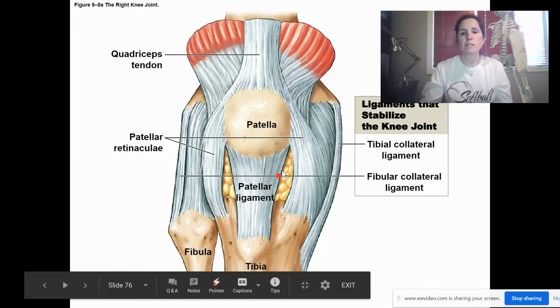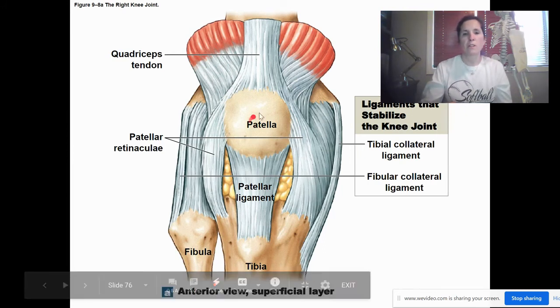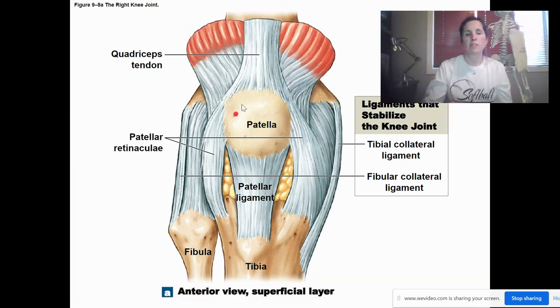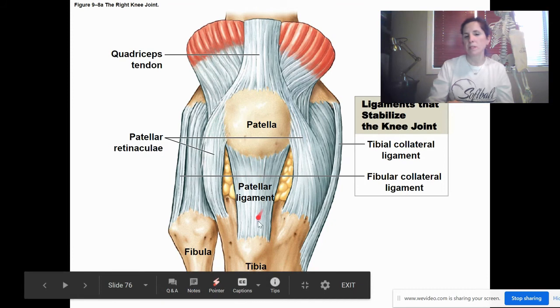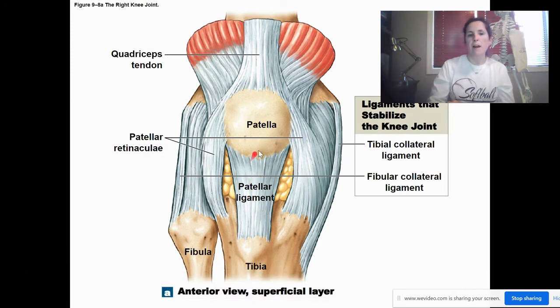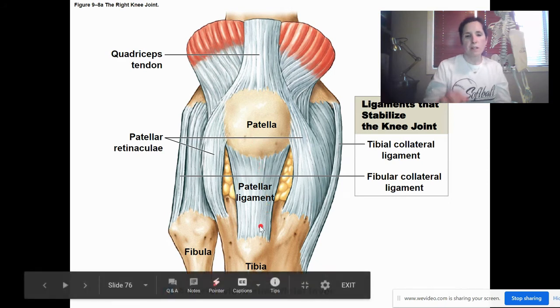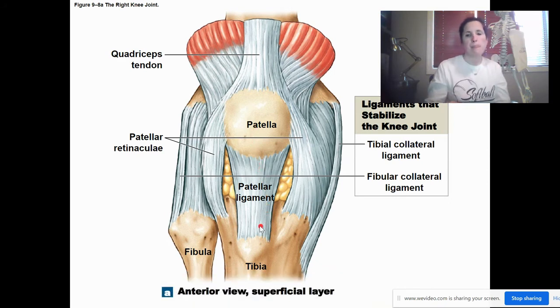Here you can see your patella. I just want to point out there's a quadriceps tendon here. Tendons attach muscle to bone. Your quadriceps are very important muscles. If you have a knee surgery, you need strong quads because it helps support your knee. Here's your patella, here's the patellar ligament. Sometimes people have patellar tendonitis. It's going to be in that area, but here's your patellar ligament.